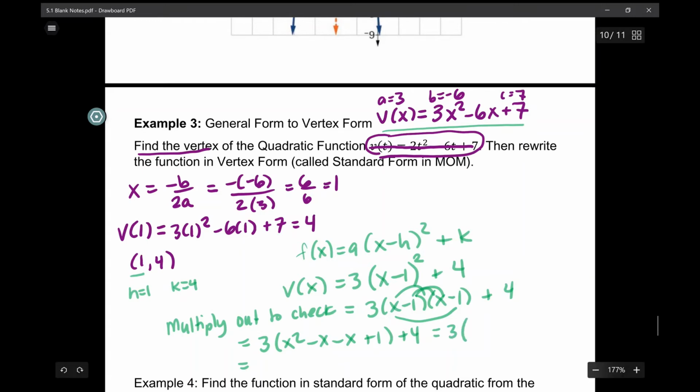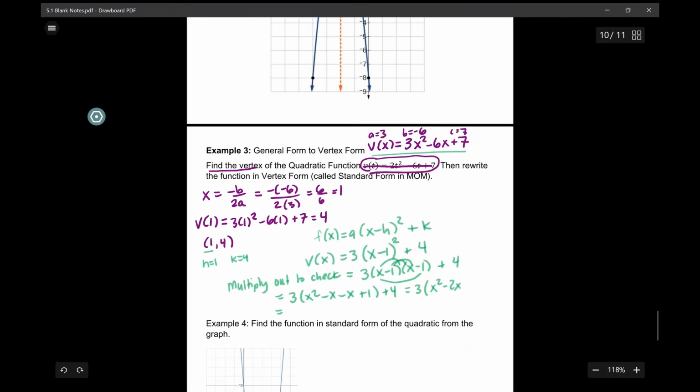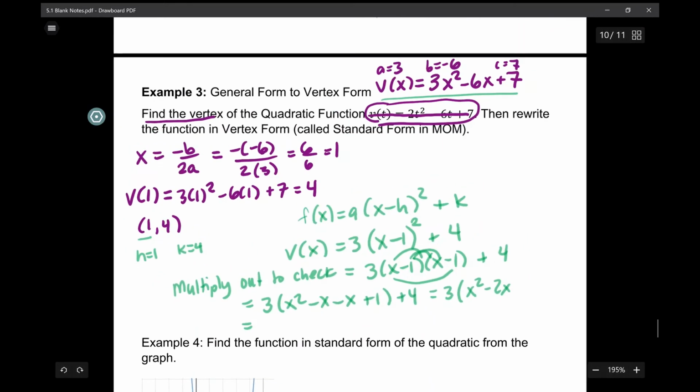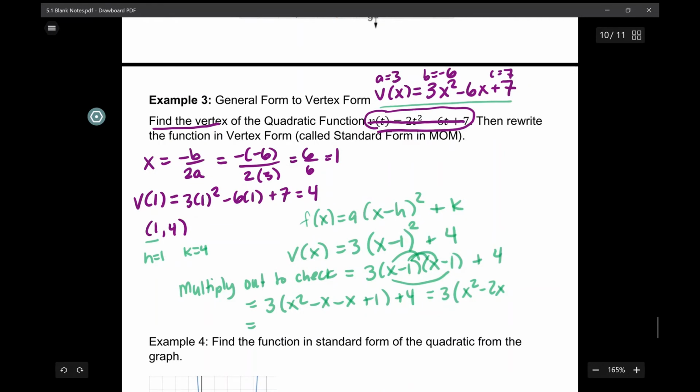3 times, inside here is x squared minus 2x. I did not mean to zoom in so much. X squared minus 2x plus 1 plus 4. Distribute the 3. 3x squared minus 6x plus 3 plus 4. And the last step is just to add those like terms, 3x squared minus 6x plus 7.